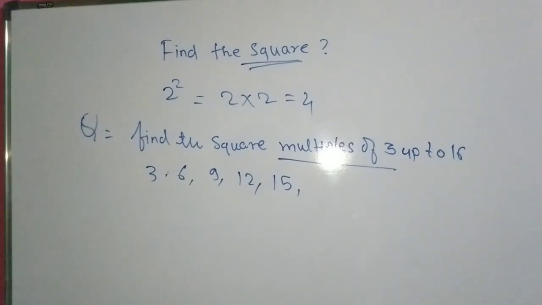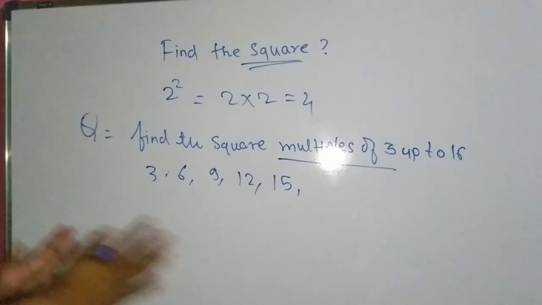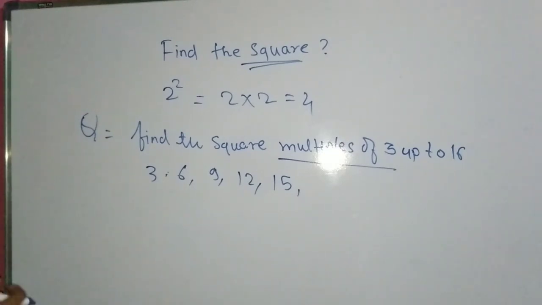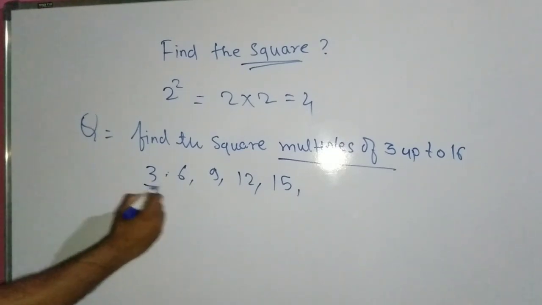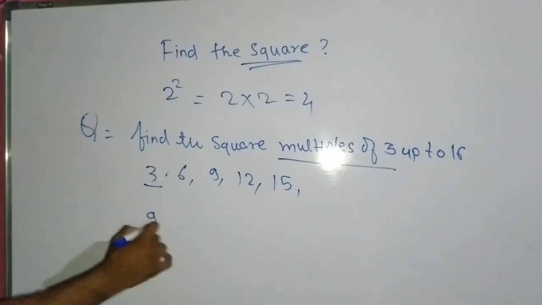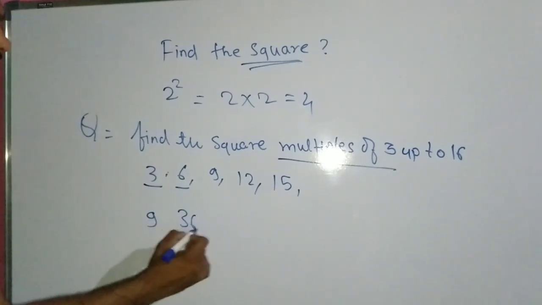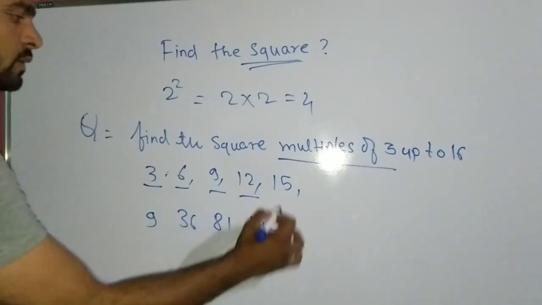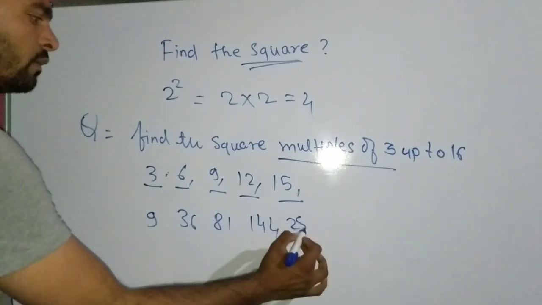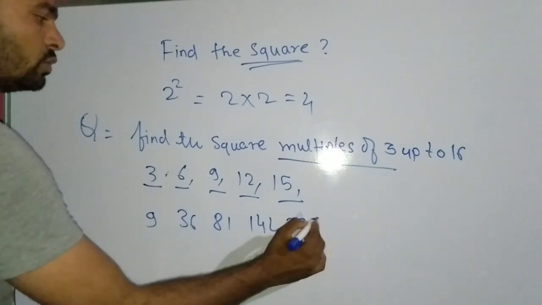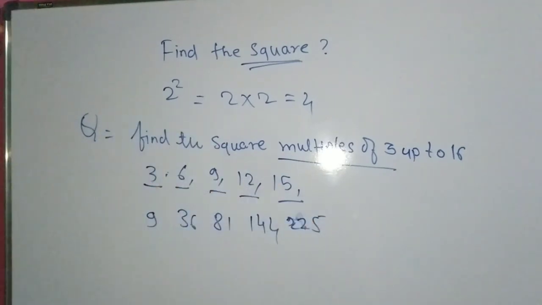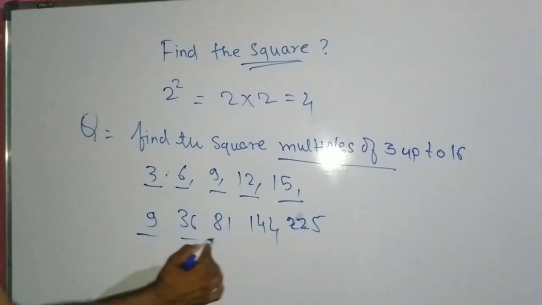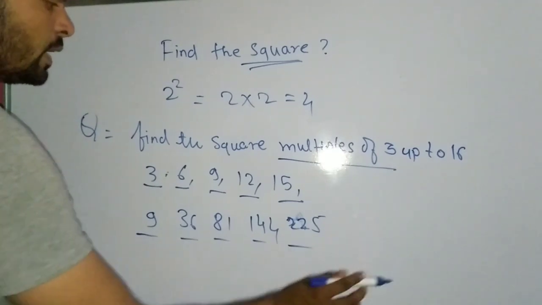In this question, we have to write the table of 3 before 16. So first of all, we think about the 3. Then the square of 3 is 9. Then the square of 6 is 36. Then the square of 9 is 81. Then the square of 12 is 144. Square of 15 is 225. So we get the answer: 9, 36, 81, 144 and 225.